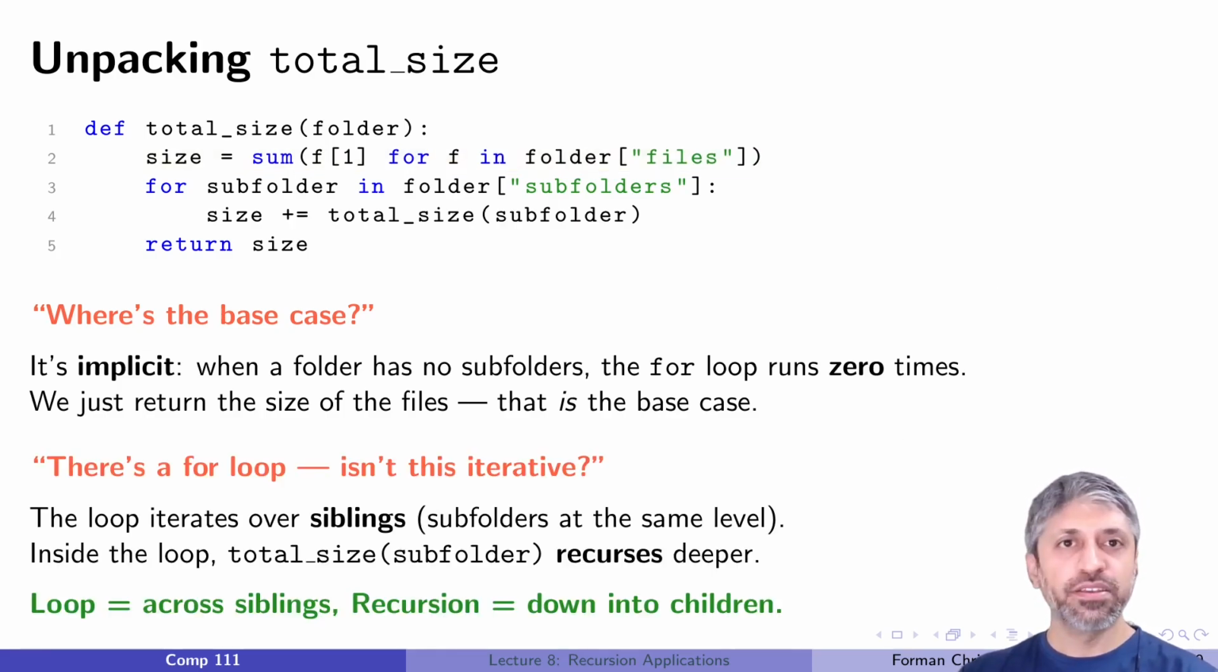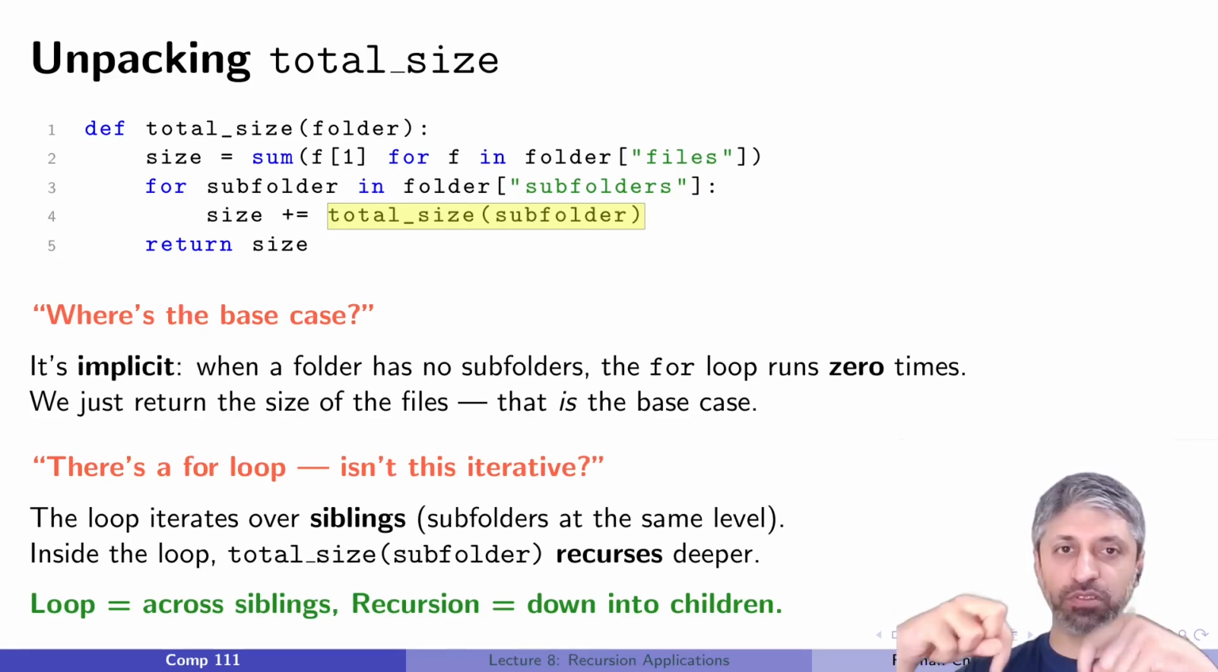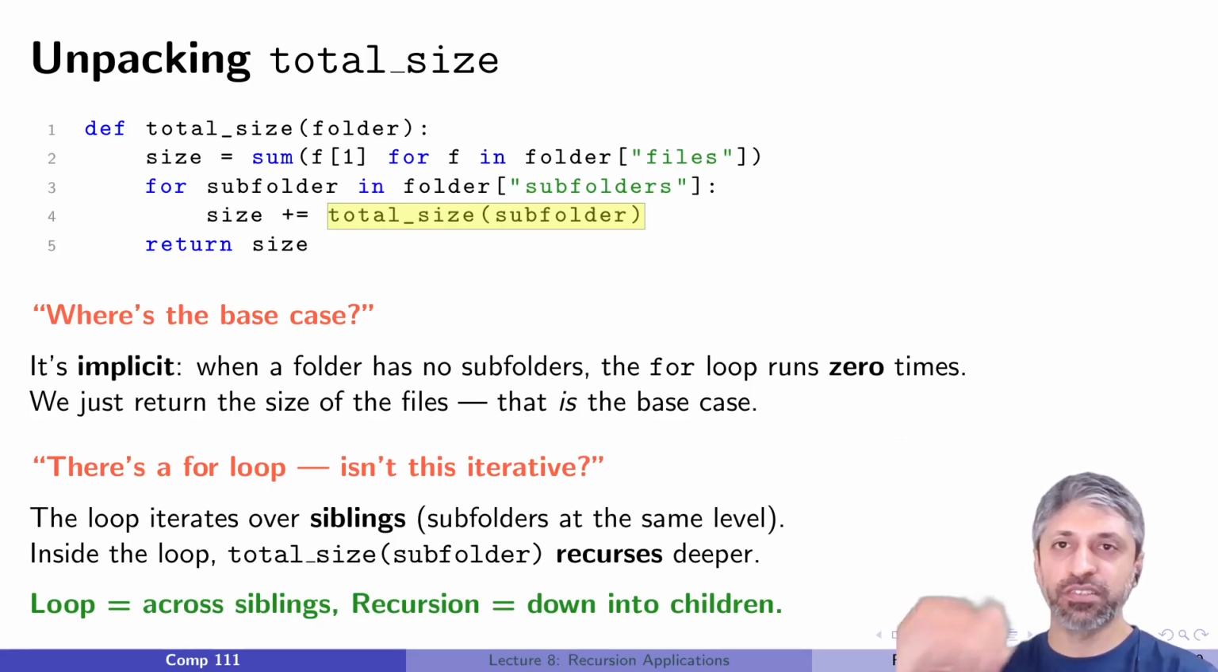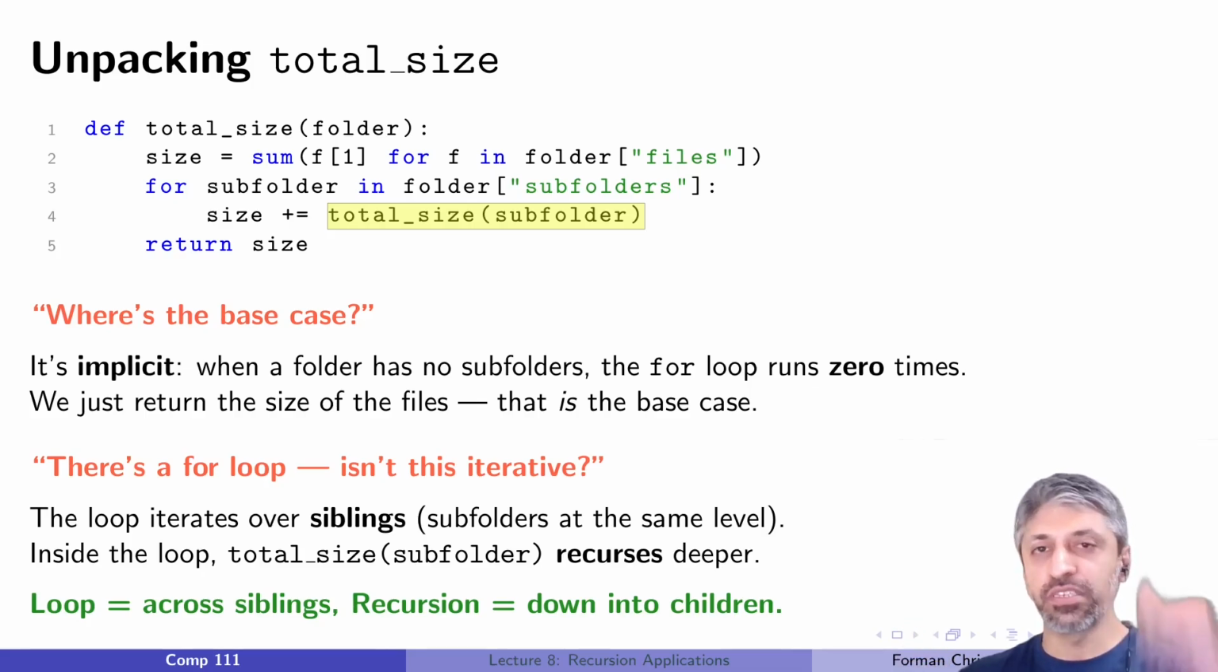And the second question that comes up in the mind of students is, there is a for loop. Isn't this iterative code? Why is this recursive? That's a good question. The loop iterates across siblings, the subfolders at the same level, but inside the loop there's a recursive call to total size, which is recursively being called on each single subfolder. So there are many recursive calls if there are many subfolders in a folder. So it basically recurses downwards. This loop handles breadth, and the recursion handles depth.